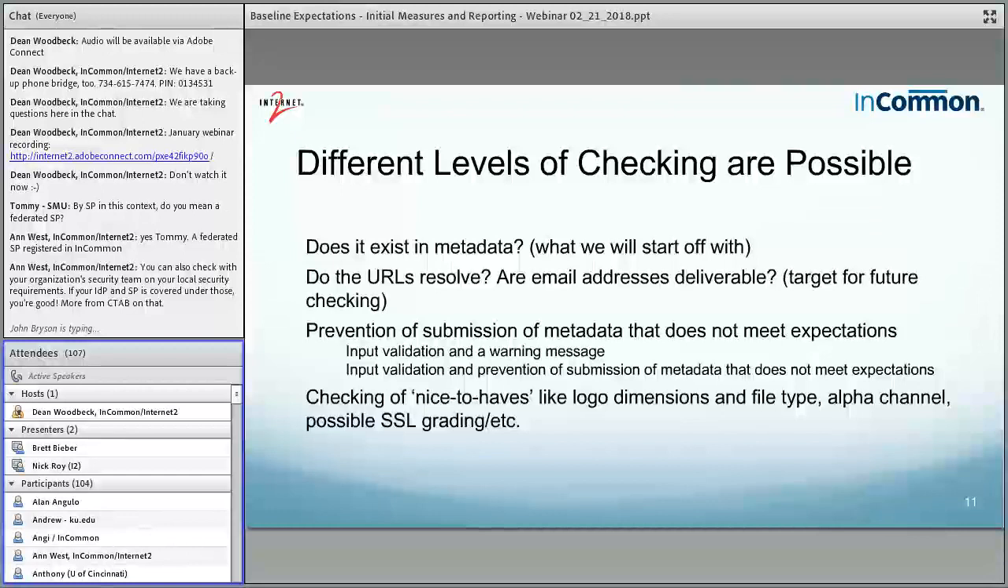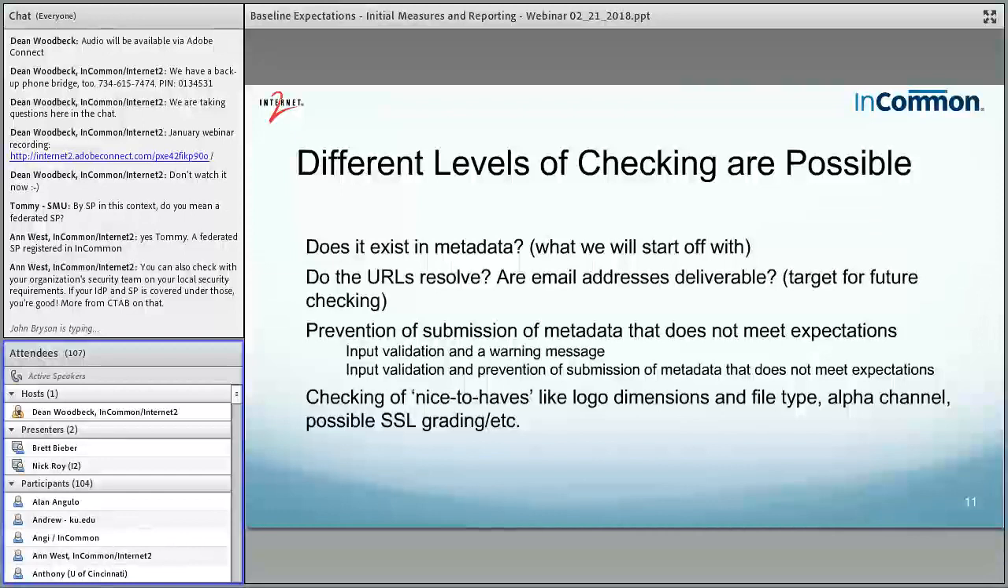Down the road, we'll probably start looking at things like, do those URLs actually resolve to something? And are the email addresses deliverable, or do we get bounces back from them? And then that's an indicator to us that we should tell you to do something. And some months down the road, we'll start showing you that stuff in the InCommon Federation Manager interface. We'll tell you when you have contacts in metadata that bounce. We'll tell you when your logo URL doesn't resolve, things like that. And then we can actually prevent you from submitting metadata that doesn't meet baseline expectations.